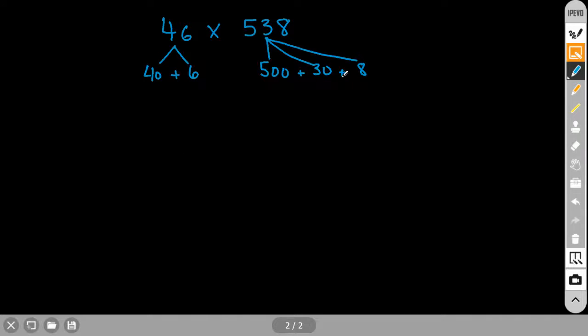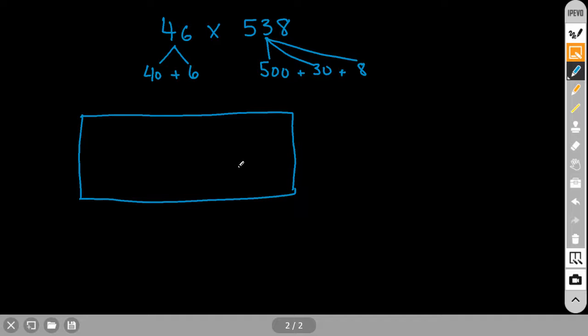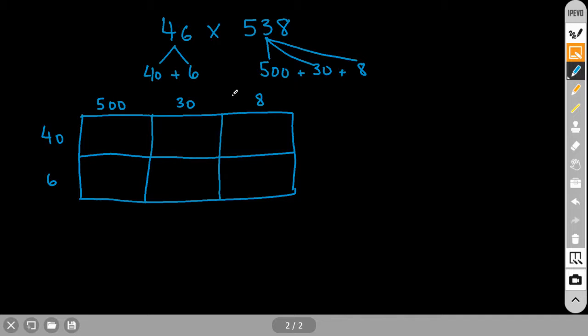Now let's use this information to have our rectangle. I'm going to make it a little bit bigger so we can have more space. So again, I like to put the one with 2 digits on this side. So here is going to be 40 and then the 6. And then here the one with 3. So I'm going to put 500 here, 30 here, and 8 here.